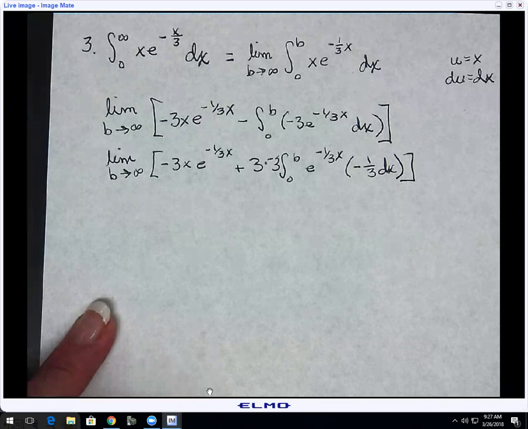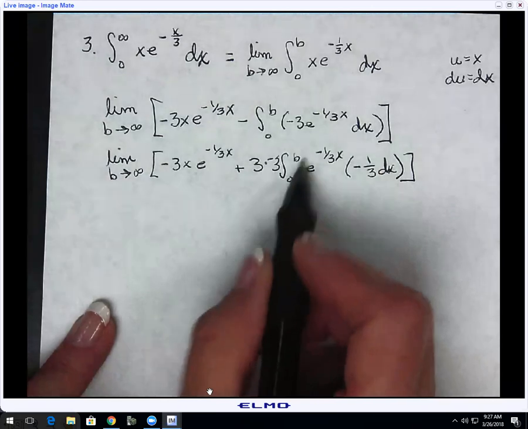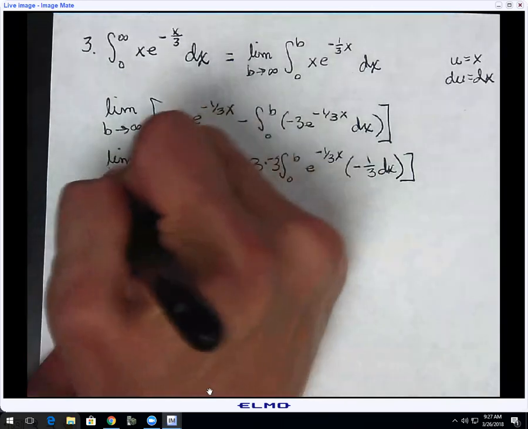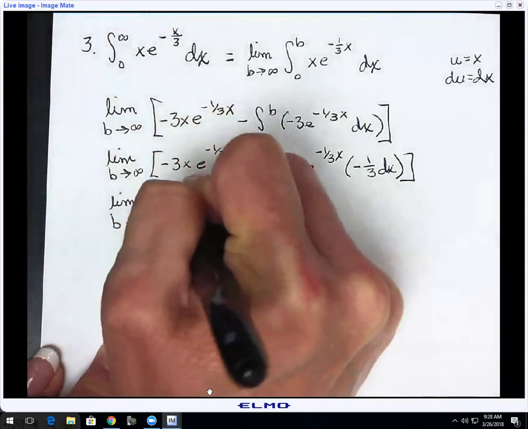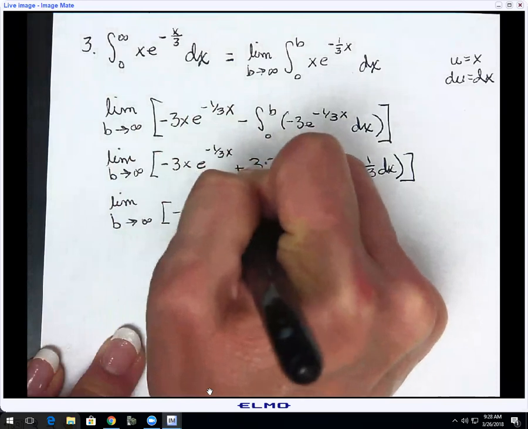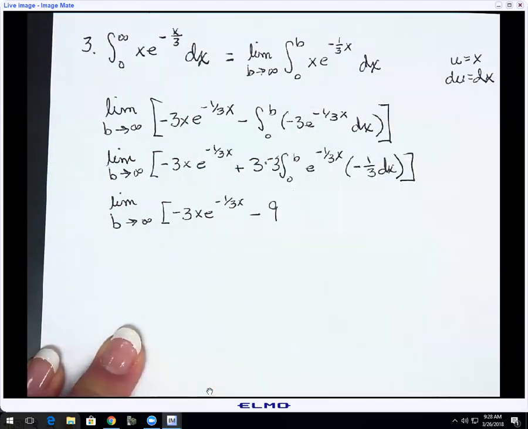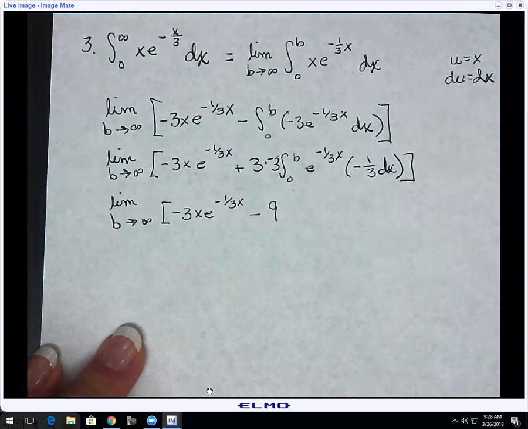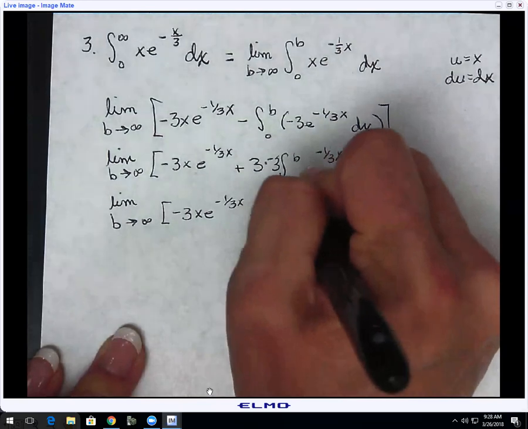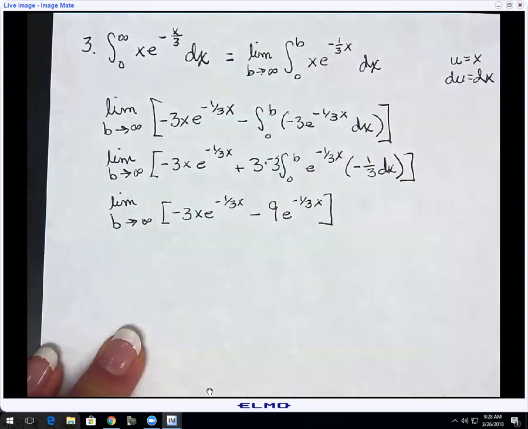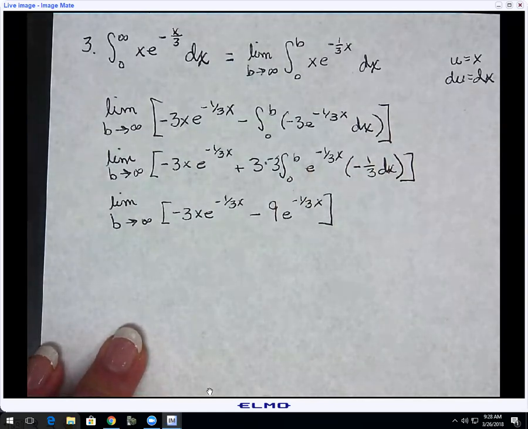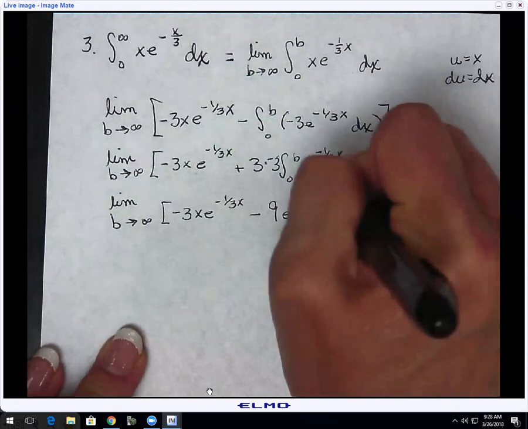Does that take integration by parts again? No, because I no longer have a factor of x in there. The limit as b goes to infinity, negative 3x e to the negative 1/3 x minus 9 times what? E to the negative 1/3 x. And that has to be evaluated from 0 to b.